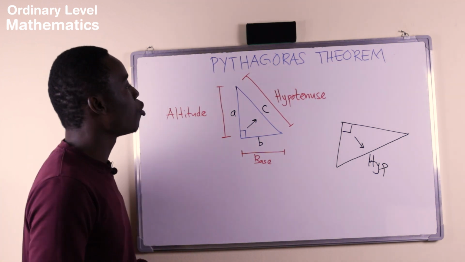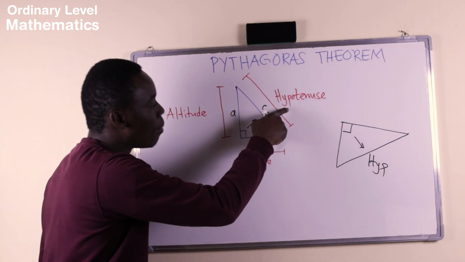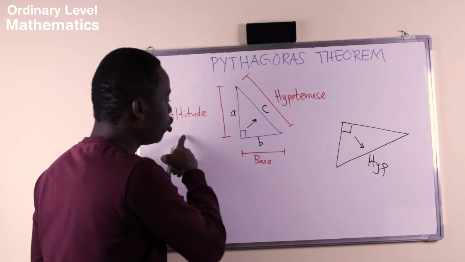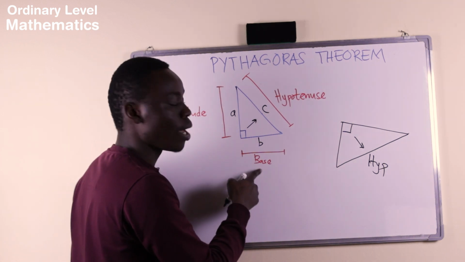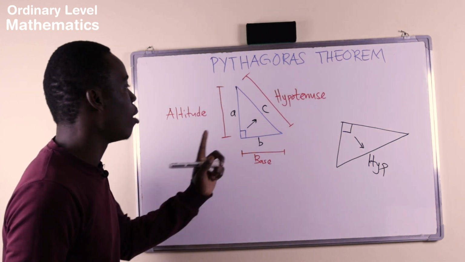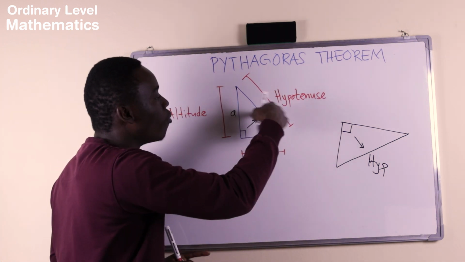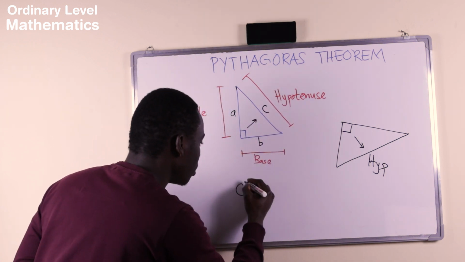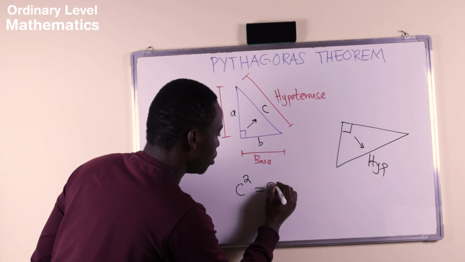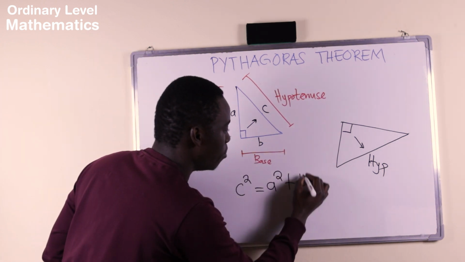The Pythagoras theorem states that the square of the length of the hypotenuse is equal to the square of the altitude and the square of the base added together. How or what does that mean? It means that the square of the length of the hypotenuse, which is c squared, is equal to our altitude, which is a squared, plus our base, which is b squared.